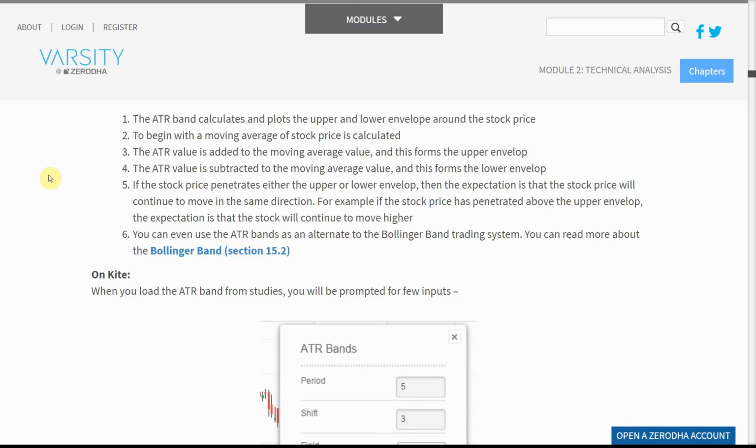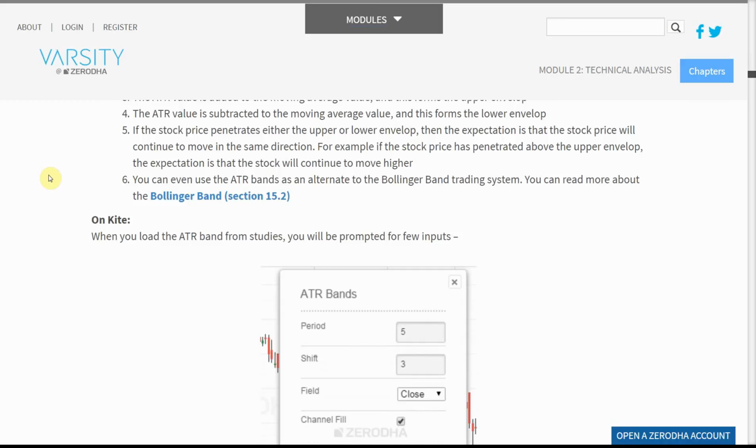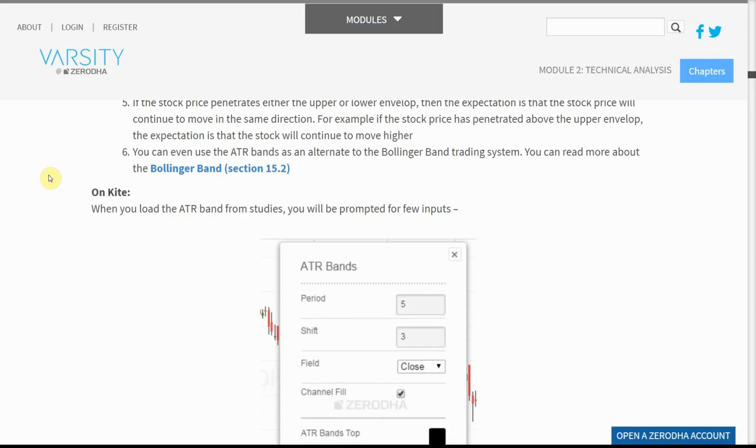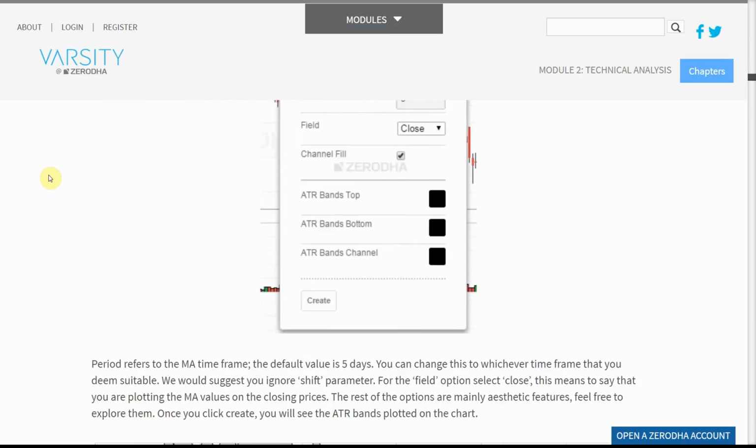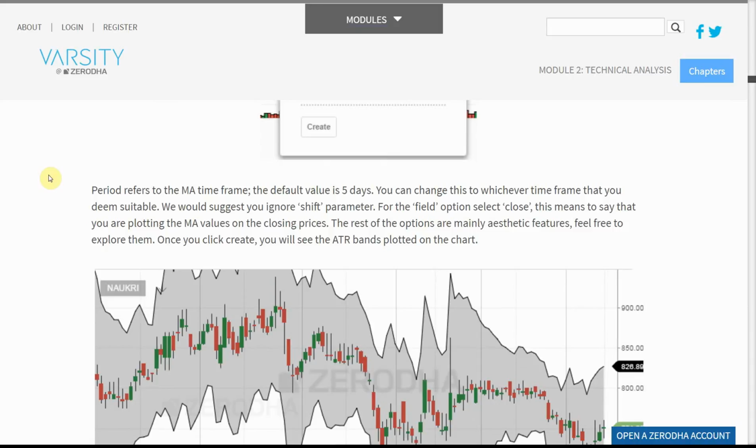On Kite, when you load the ATR band from studies, you will be prompted for a few inputs. Period refers to the MA time frame. The default value is 5 days. You can change this to whichever time frame you deem suitable. We would suggest you ignore the shift parameter. For the field option, select close. This means that you are plotting the MA values on the closing prices. The rest of the options are mainly aesthetic features. Feel free to explore them. Once you click Create, you will see the ATR bands plotted on the chart.